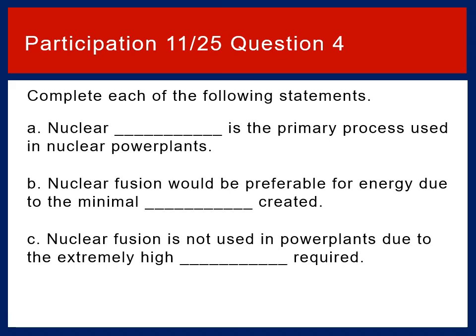Again, complete each of the following statements. A, nuclear blank is the primary process used in nuclear power plants. B, nuclear fusion would be preferable for energy due to the minimal blank created. And C, nuclear fusion is not used in power plants due to the extremely high blank required.